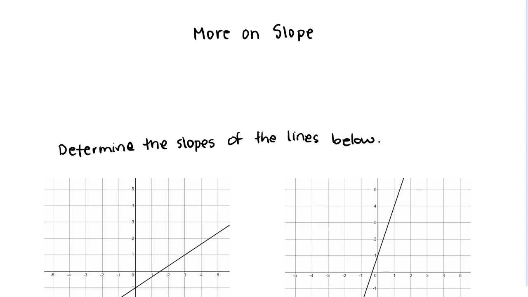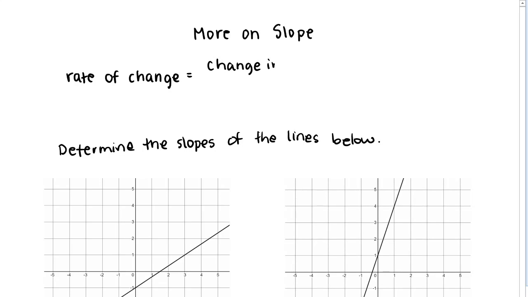Hey everyone! So in this video I'd like to say a few more things about slope. And so we said that if we wanted to find the rate of change between two varying quantities, well, what we really should do is find the change in one quantity and divide that by the change in the other quantity.